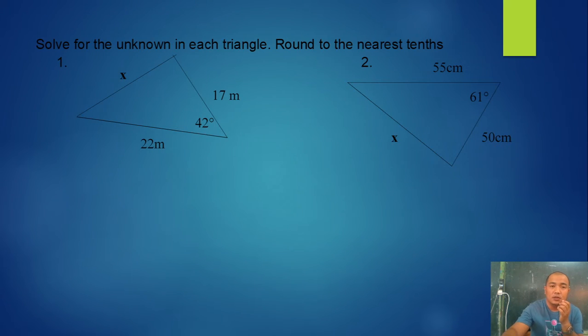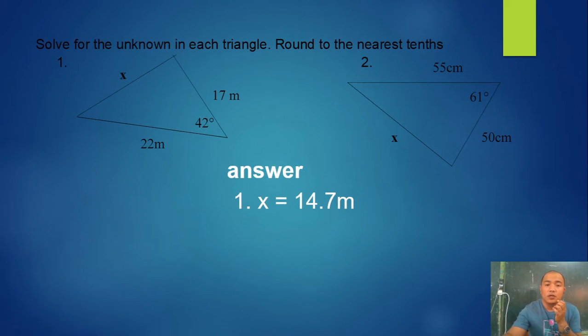So, exercises now. Solve for the unknown in each triangle. This is still SAS. Using your calculator, use the law of cosines to solve for x. X squared is equal to what? 32 squared plus 17 squared minus 2 times 17 times 22 times cosine 42. Same here, you can use the law of cosines because SAS is given. So the answer is 14.7 meters for number 1. For number 2, 53.47 centimeters.